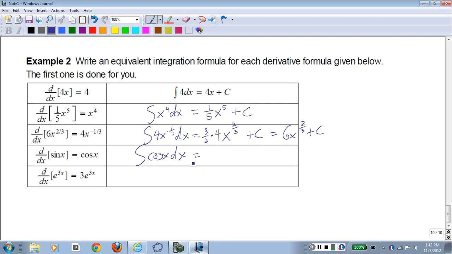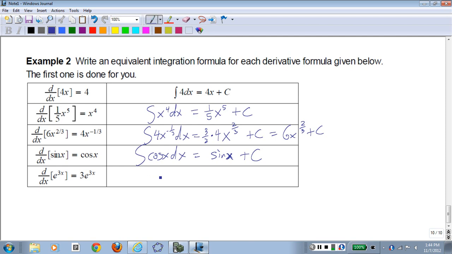We know the derivative of sine x is cosine x. So we've got cosine x, so we're wondering, what can we take the derivative of to get cosine x? Oh, sine x, that's it. So sine x plus c is the set of all antiderivatives for cosine x.